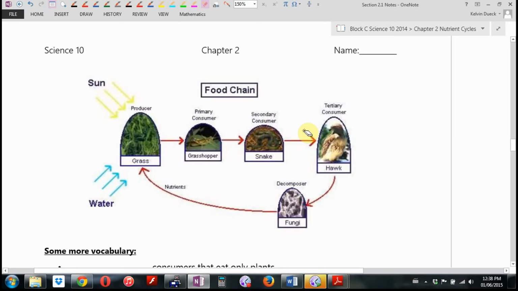When the hawk dies, if it's at the top of the food chain, or with the leftover gunk when the animals have been eaten, decomposers come in. What these decomposers do is they break the nutrients down into simpler versions. They return it to the ecosystem because the grass eats the nutrients.